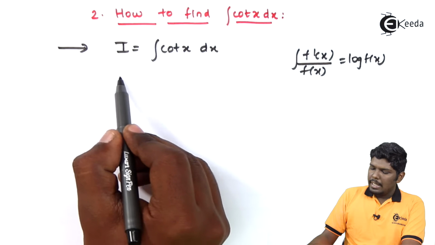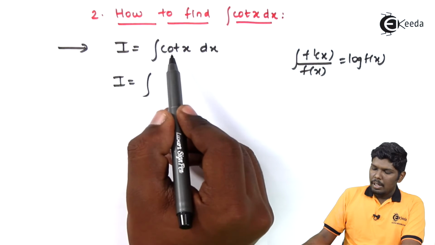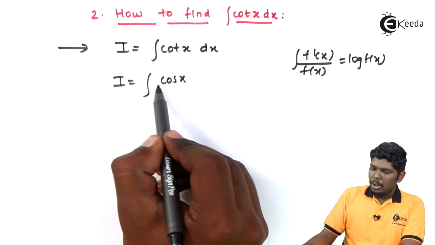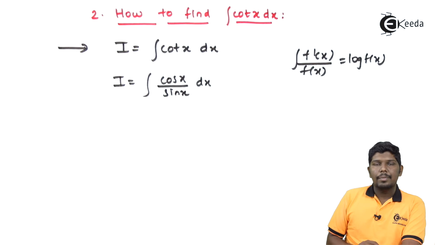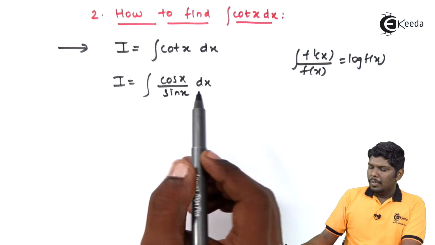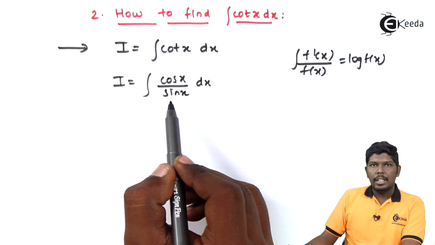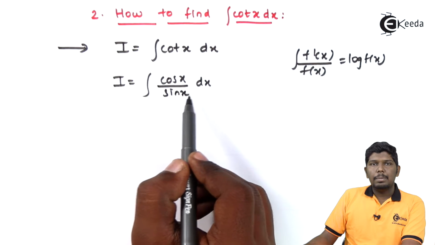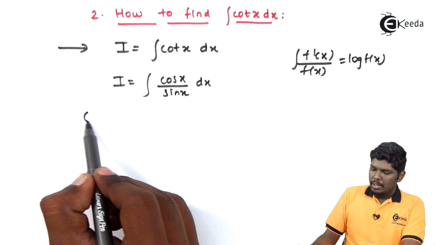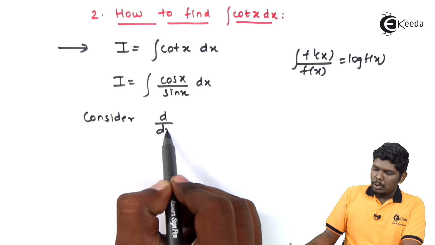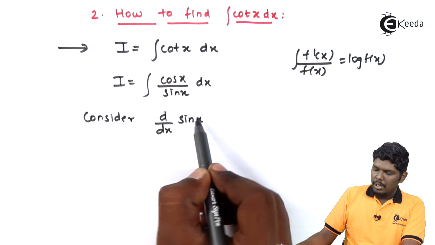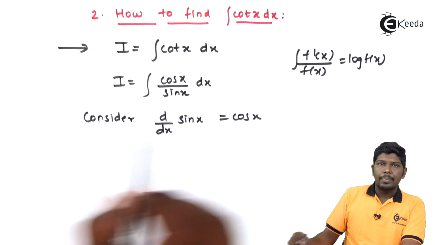Therefore, we can split cot x as cos x upon sin x dx. As you can see, the function which is present in the denominator, that is sin x, its derivative is present in the numerator. Consider d by dx of sin x, which is equal to cos x.